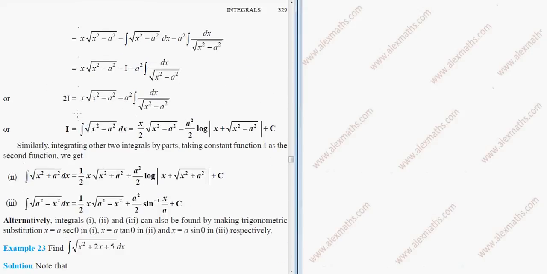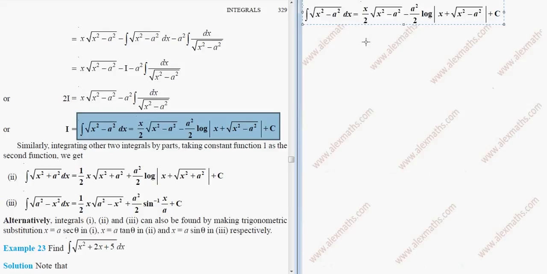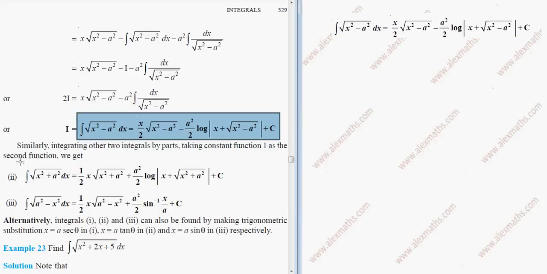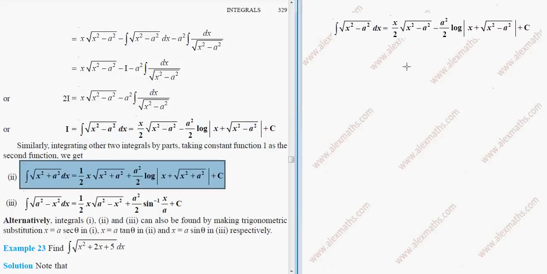I'll give the formula here. This is the first one. We can call these 3 more special integrals, along with the earlier 6 formulas. This is the first one, then this is the second one, and this is the third one.